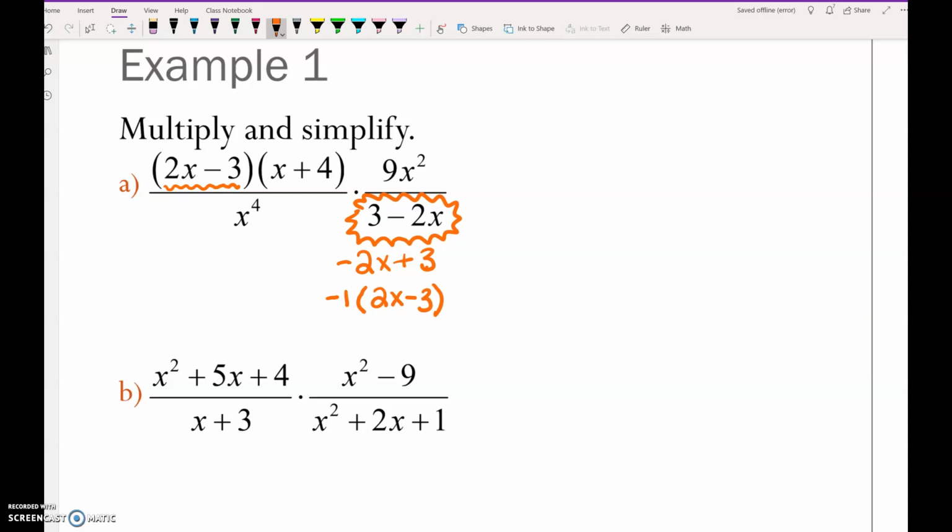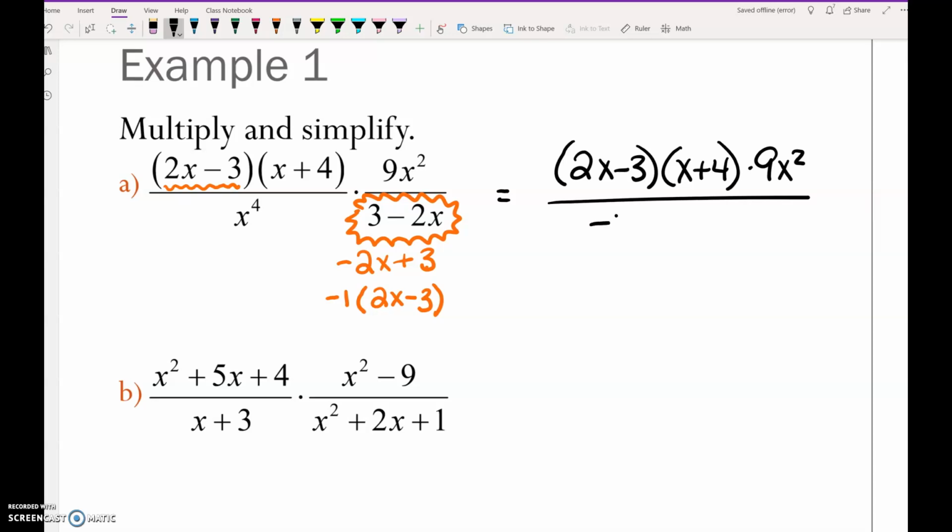That's really the only part of this problem that needed to be factored. So we now have on the top 2x minus 3, x plus 4, and 9x squared. On the bottom, we have negative 1 times 2x minus 3, and there's an x to the 4th in there. I just put the x to the 4th at the end instead of at the beginning. Doesn't matter where it is in the denominator as long as it's in the denominator.